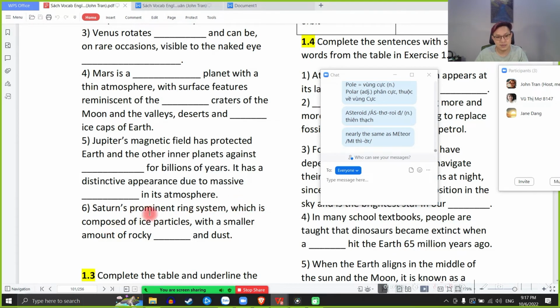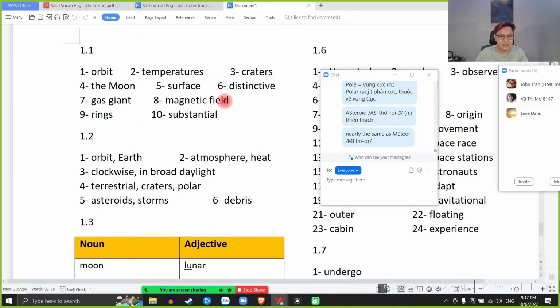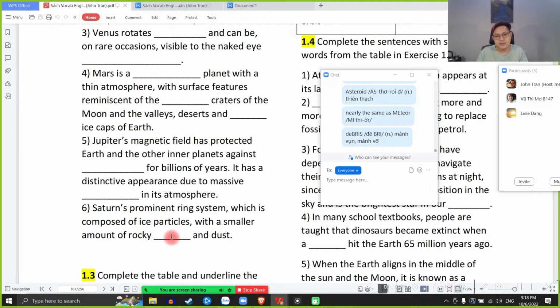Saturn's prominent ring system. Hệ thống vành đai mà nổi tiếng dễ dàng nhìn thấy của sao Thổ, which is composed of ice particles, mà nó bao gồm là những cái tiểu thể băng giá nhỏ, with a smaller amount of rocky debris. Từ này đọc là debris. Không đọc chữ S nha. You do not pronounce the S. Mảnh vụn, mảnh vỡ. Of rocky debris and dust, với một cái lượng nhỏ của cái gọi là mảnh vụn bằng đá và bụi.